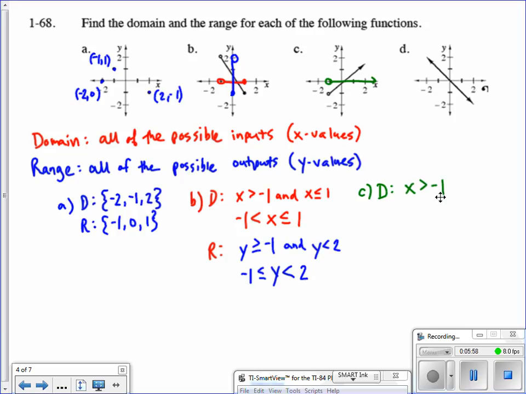Our range, let's see, I might have to do that one in red. I'm out of color choices at the moment. We have an open circle on the bottom and an arrow on the top. Since it's one endpoint, it'd be one inequality. So we're going to say range. The bottom of it is at -1. We're not including -1, and it goes up forever towards infinity. So y is greater than -1.